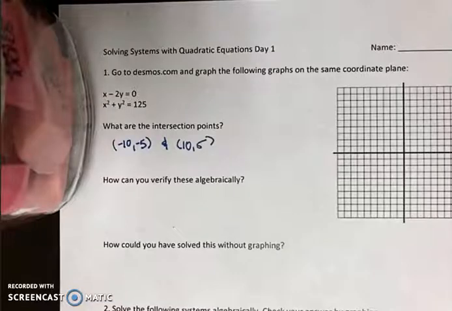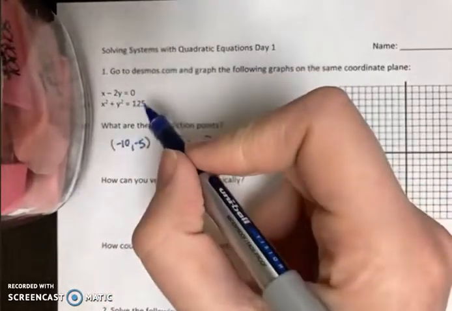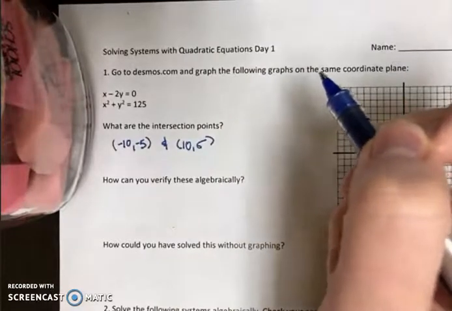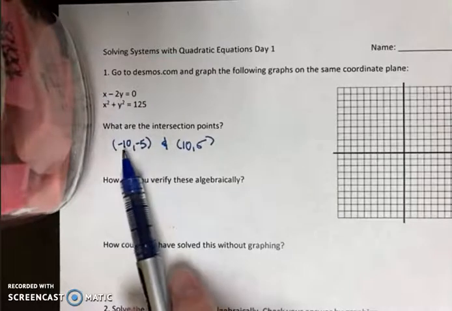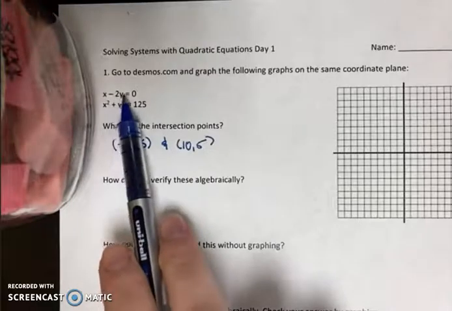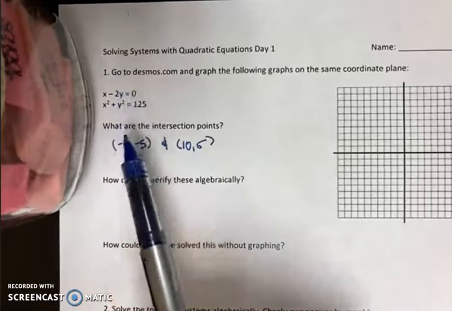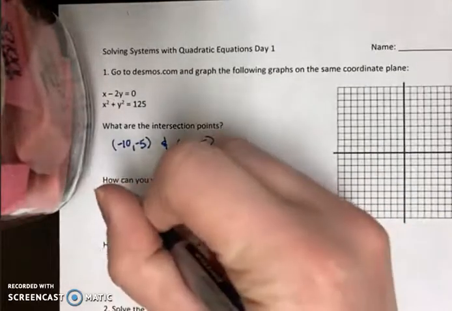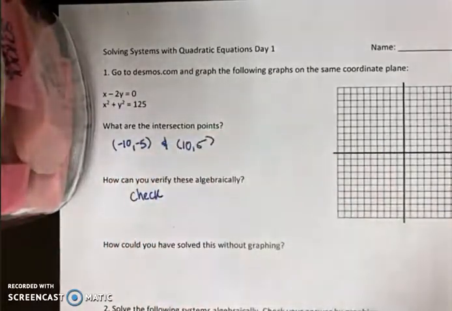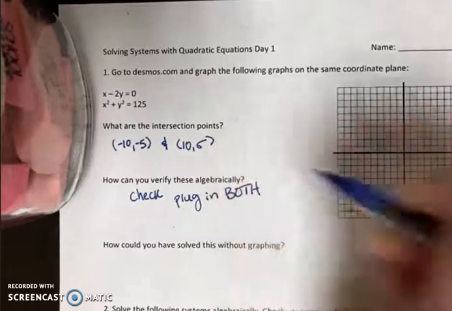The next question says, how can you verify these algebraically? So one way that we can verify this is we can plug them back into the equations and check to be sure they're working. For example, in this first coordinate, it's x and y. So I'd plug in a -10 for the x, a -5 for the y. You would see it's -10 minus 2 times -5, so plus 10. -10 plus 10 is 0. So to verify, we could check them by plugging in to both equations.